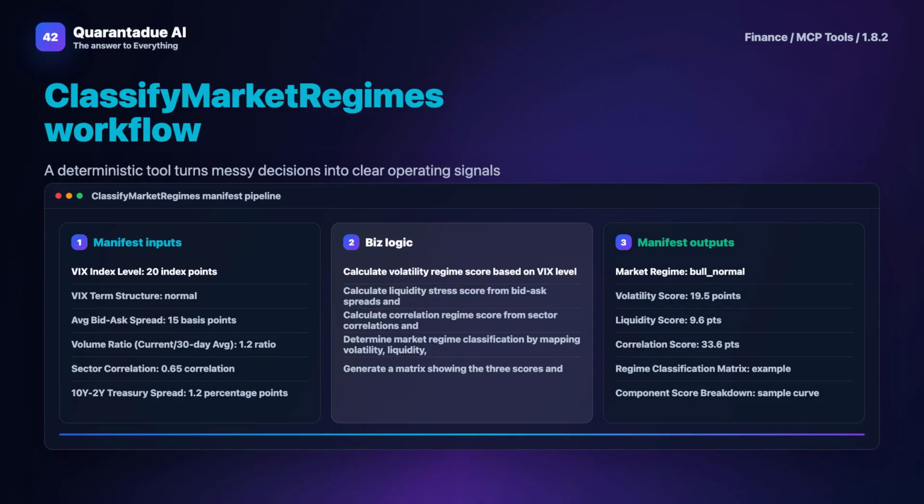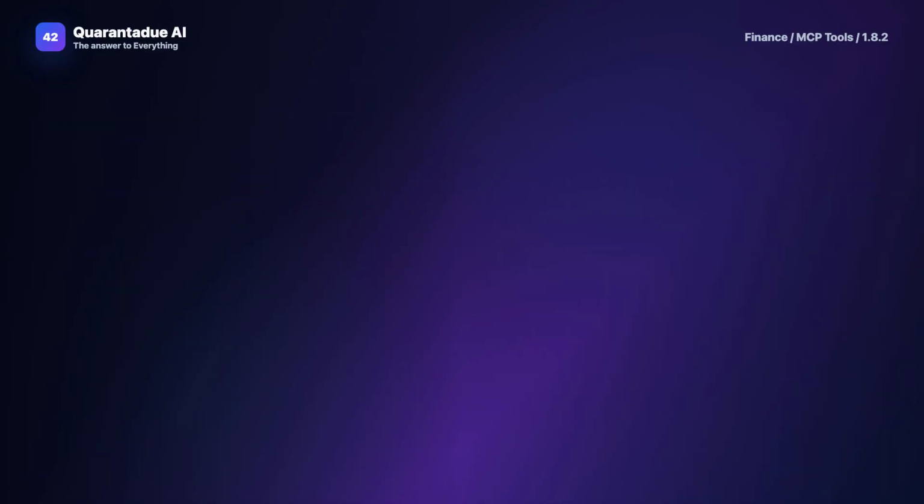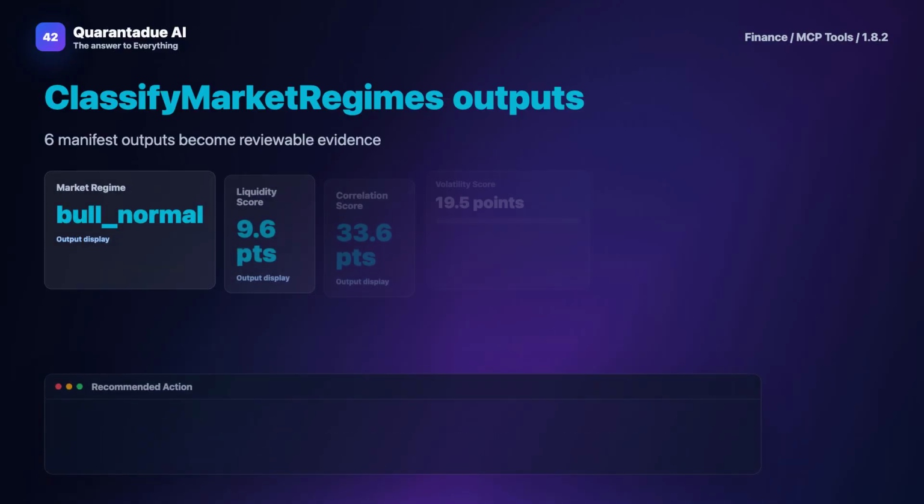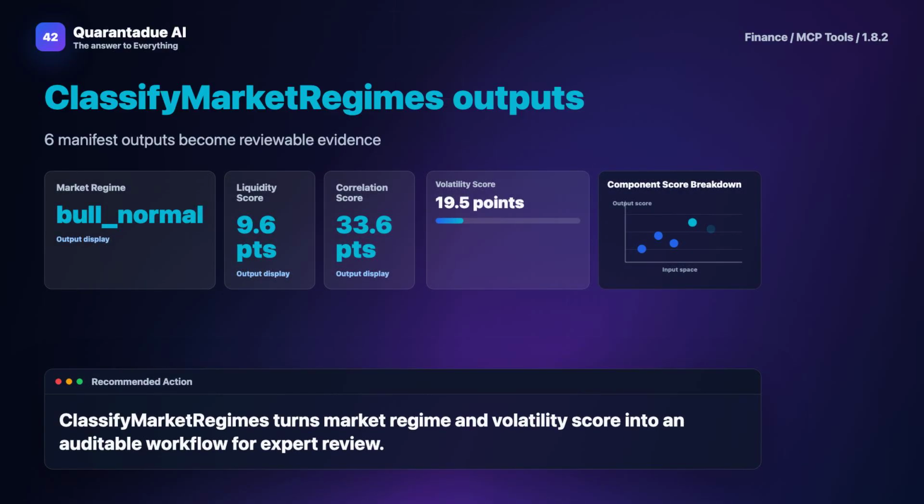Determine market regime classification by mapping volatility, liquidity, and correlation scores to predefined threshold categories, and generate a matrix showing the three scores and their classification thresholds for visualization. This keeps the process deterministic, reviewable, and aligned with how finance teams actually make decisions.